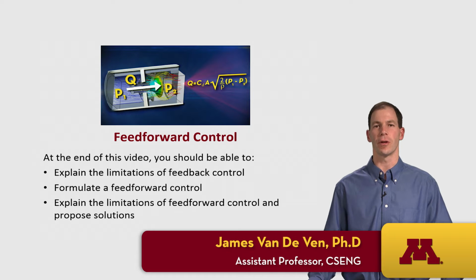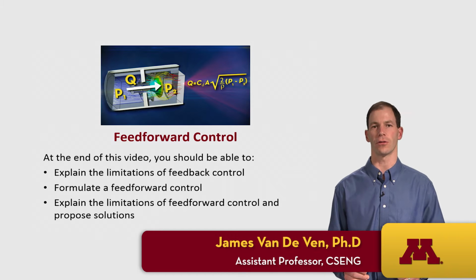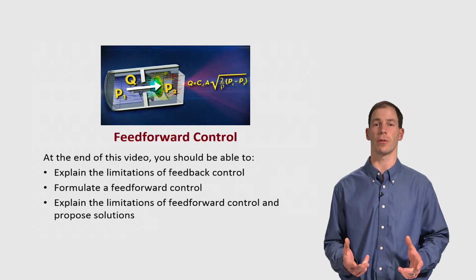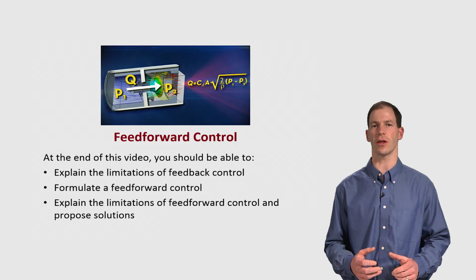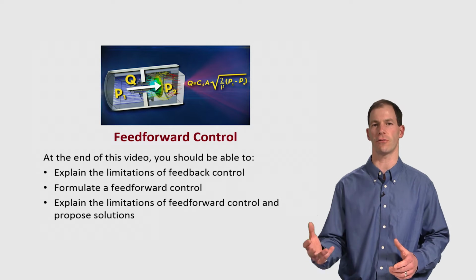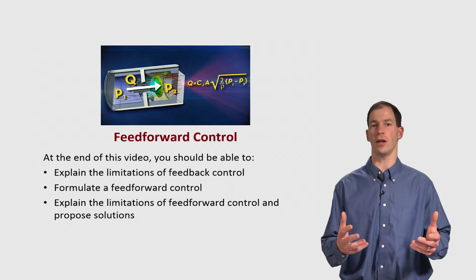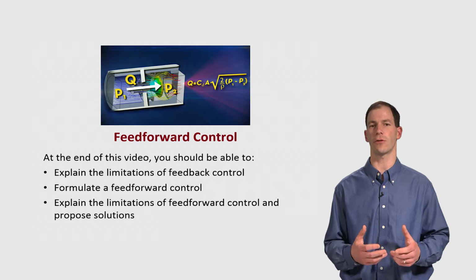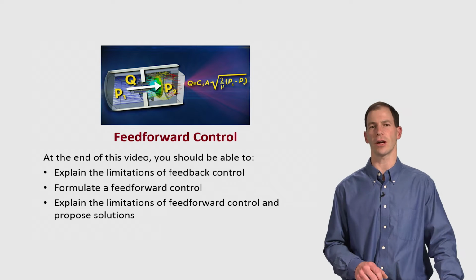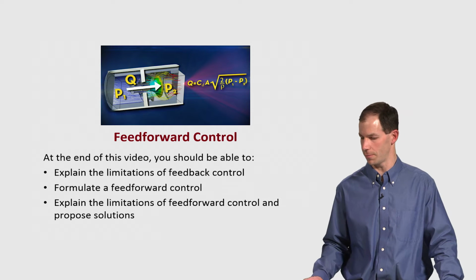Thus far, the controllers we've been looking at are feedback controllers. In this video lecture, we'll be looking at feed-forward control, which is basically an open-loop controller that we will put in front of our closed-loop plant. We're first going to look at why we need to move beyond feedback controllers, and then formulate this feed-forward controller and look at its benefits and limitations.